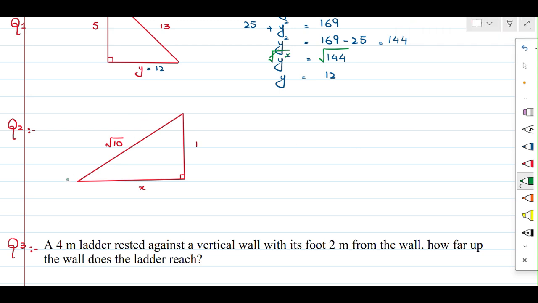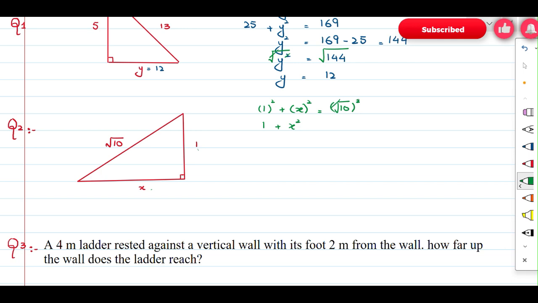Again, let me apply again. This is a hypotenuse, right? And these are the two sides which are perpendicular to each other. So we can say the sum of the squares of the two sides which are perpendicular to each other is always equal to the square of the hypotenuse. That is the formula, right? 1 square is 1, this is x square, root and the square root cancel out, it is just 10.